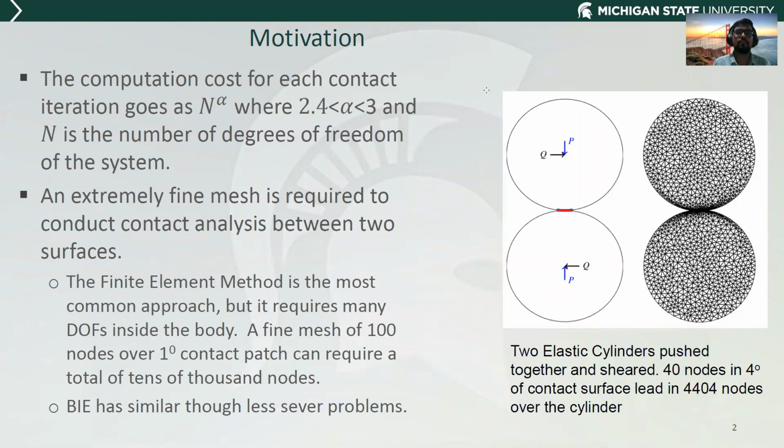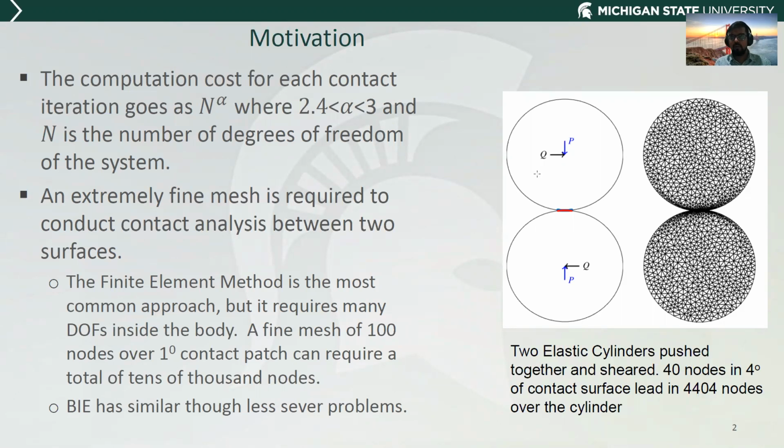So the motivation for this research comes from the computational cost of contact analysis, because the computational cost for each contact iteration goes as n to the power alpha, where alpha varies from 2.4 to 3. And n is the number of degrees of freedom of the system, so as n increases, your computational cost increases. The other thing is that an extremely fine mesh is required to conduct a contact analysis between two surfaces. The finite element method is the most common approach, but it requires many degrees of freedom inside the body.